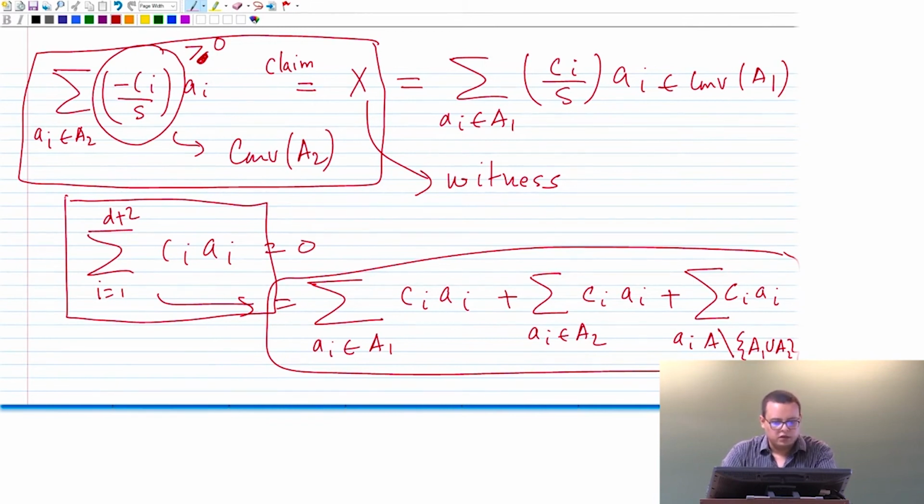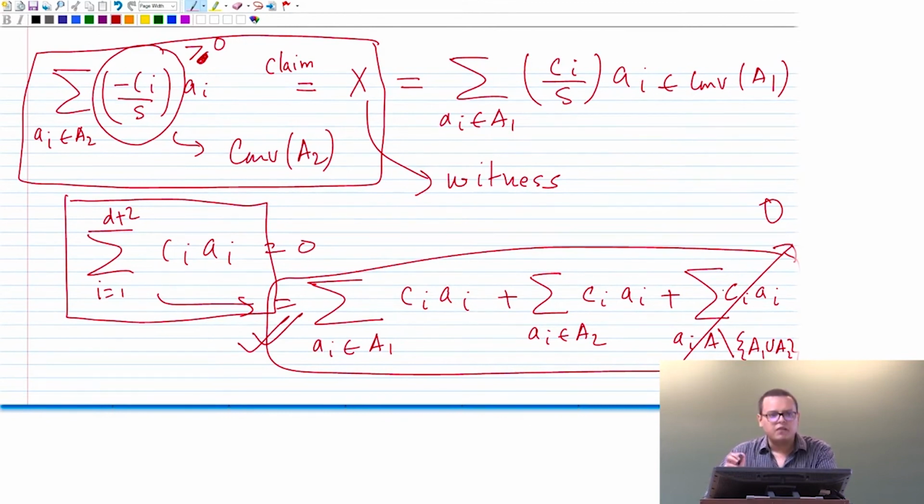Right. I know this is equal to 0, so this has to be equal to 0. So, this thing has to be equal to 0. I know this is equal to 0. Why? Ci's have to be 0, because if Ci was positive, then that point ai would have been in A1. If it was negative, then it would have been in A2.